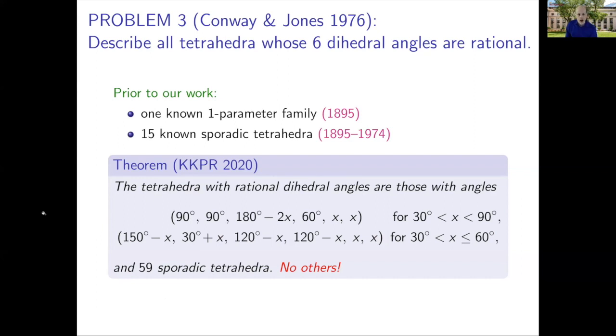So I want to explain how you actually prove something like this. Maybe it's not too surprising that you could write down some of these tetrahedra and check. You could just build the tetrahedra and check that there actually is a tetrahedron with those dihedral angles. But how do you actually show that there are no others?